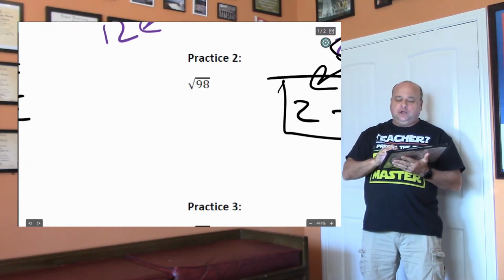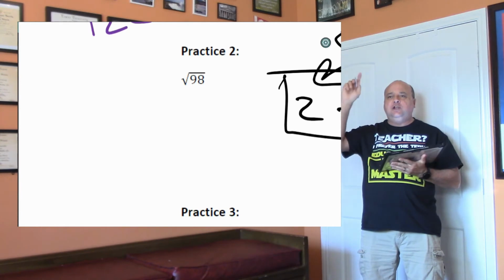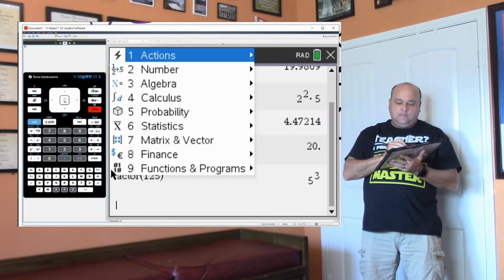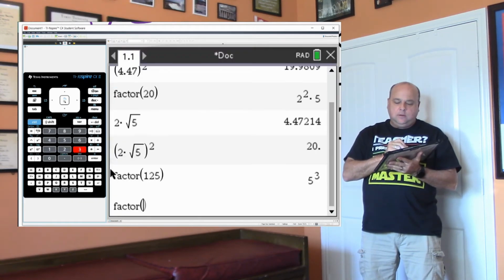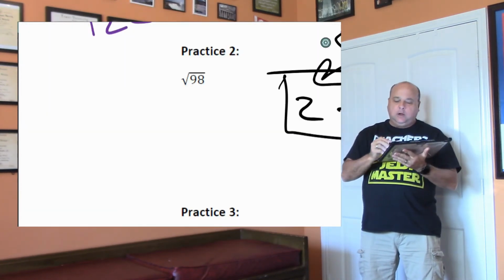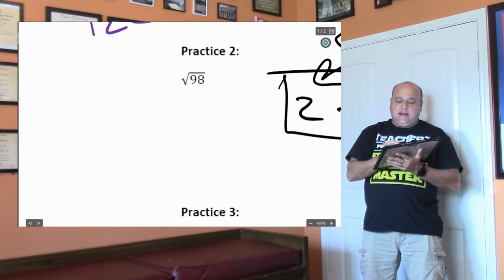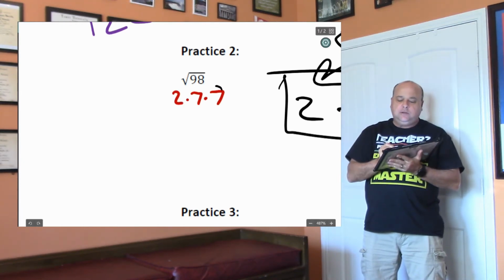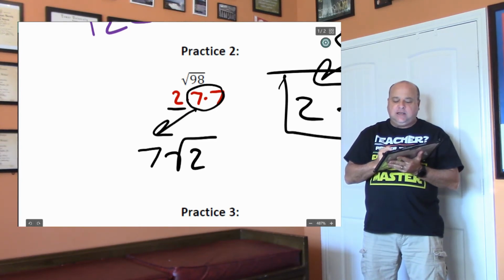Let's go to practice 2, 98. I'm going to hit menu, number, factor, 98. So menu, number, factor, 98, hit enter, and it's 2 times 7 squared, right? So I'm going to go to here. Underneath 98, I'm going to put 2 times 7 times 7, circle my pairs. I can take 1 7 out, and this 2 stays in.